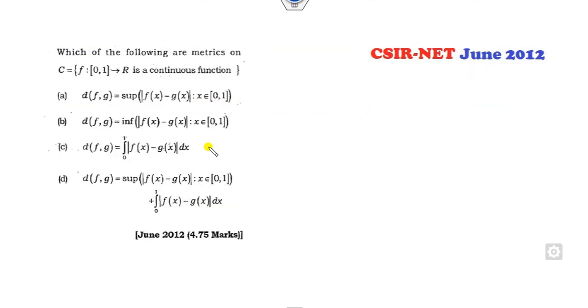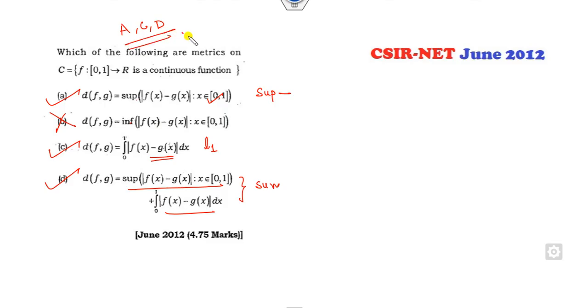Okay, look at this another one. Which of the following are metrics? So supremum is always a metric, infimum is not a metric. The integral from 0 to 1 is nothing but my L1 norm. So it's an Lp, so L1 is a metric. This is the sum of two metrics, because this is a metric, supremum by the first part, this is a metric by the C part. So yes, the sum of two metrics is also a metric. A, C and D are my right answers.